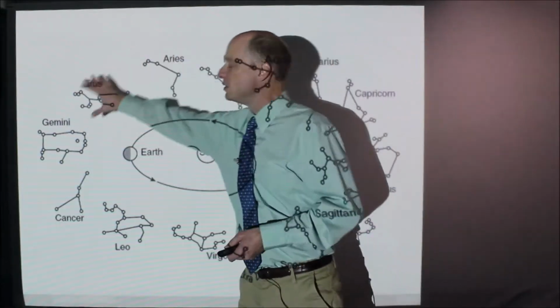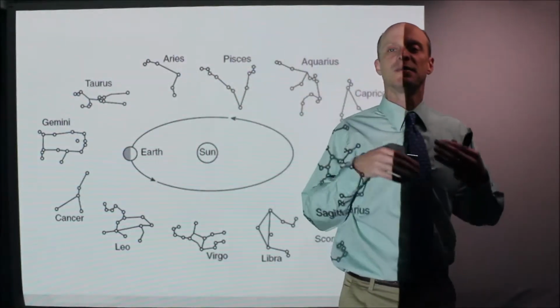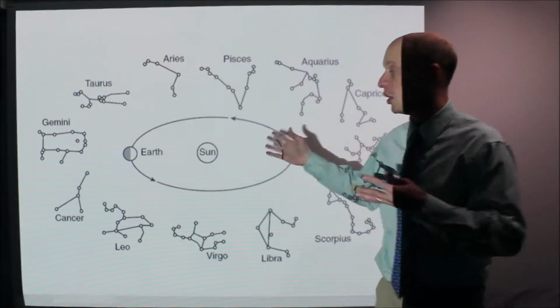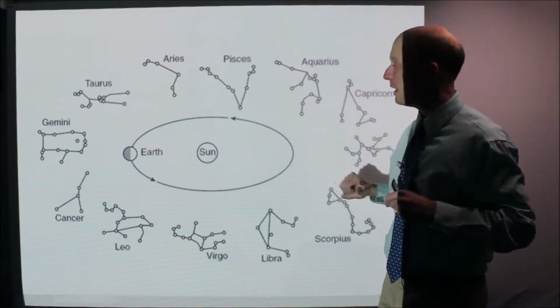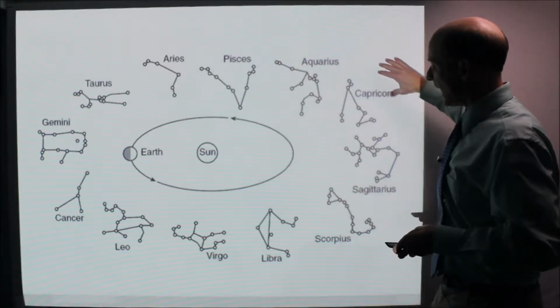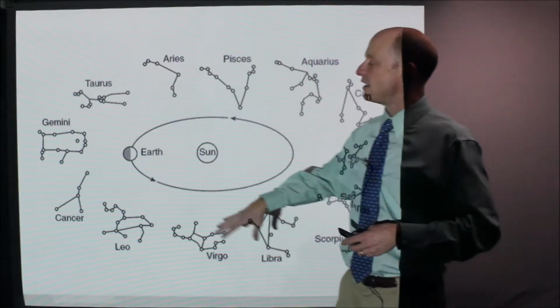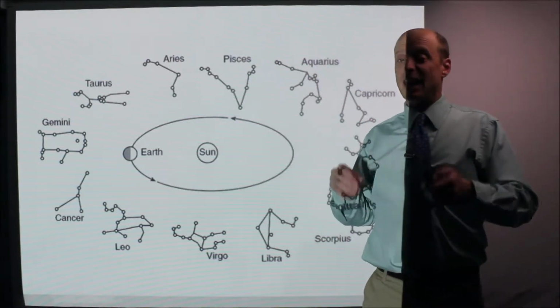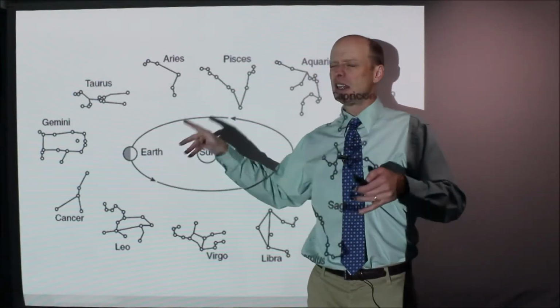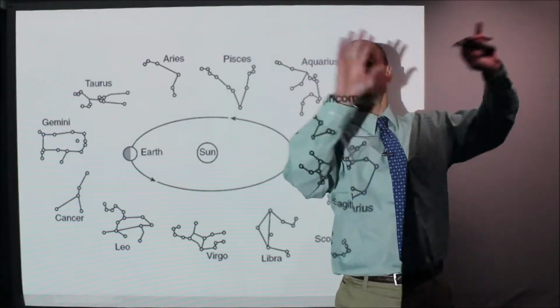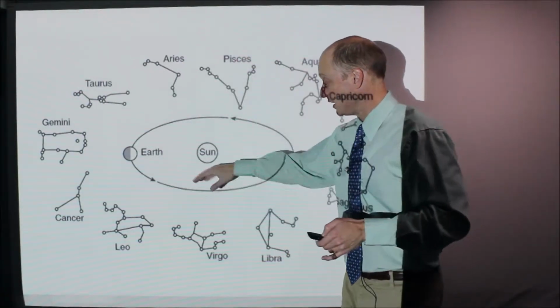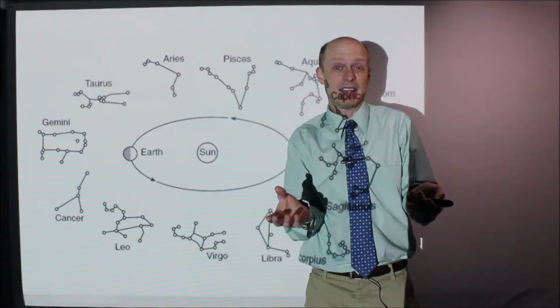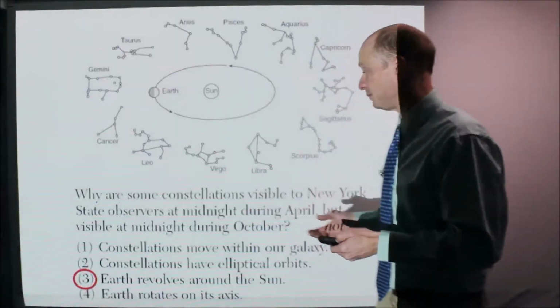This is trying to show different constellations out there in space. Now, it's hard to show in any kind of diagram because they're so far out there in space, but this is what they're representing, and this is sort of where they are in space. And we see our nighttime sky faces different areas of space at different times of the year as we go around the sun, and that is evidence that Earth revolves.